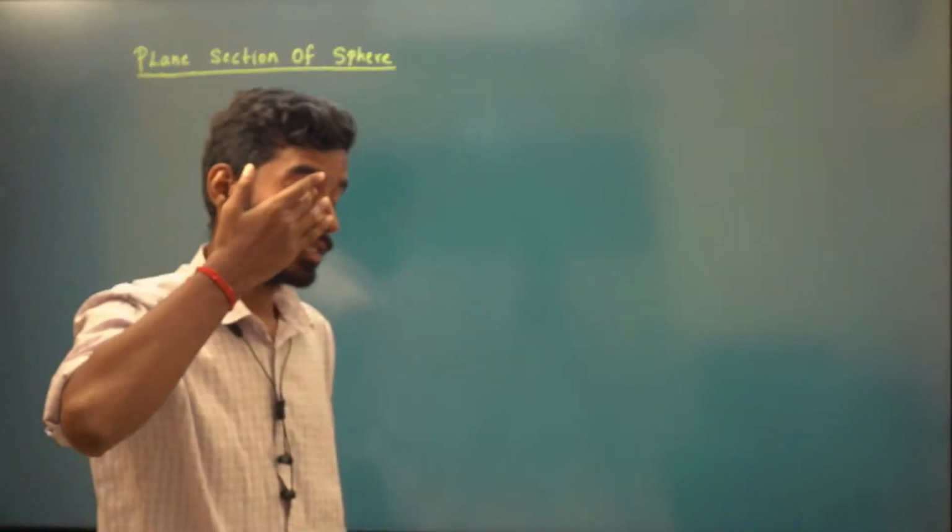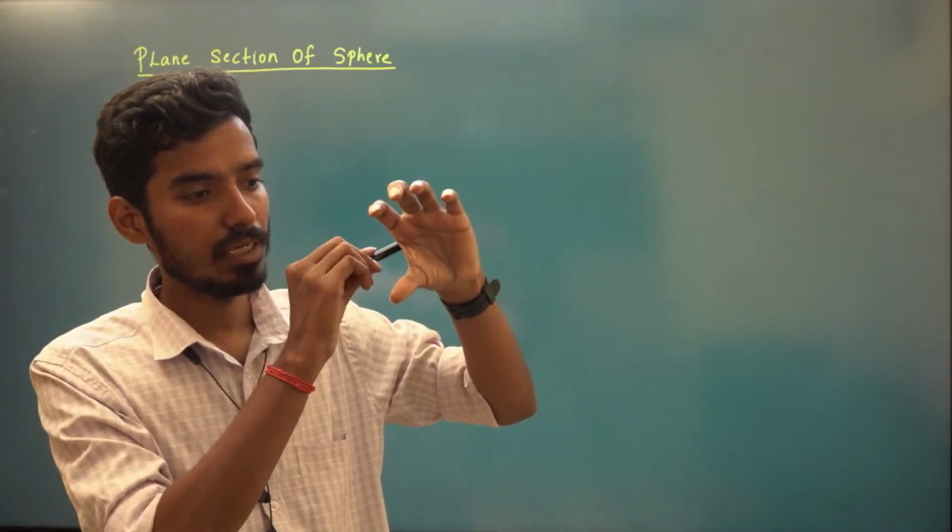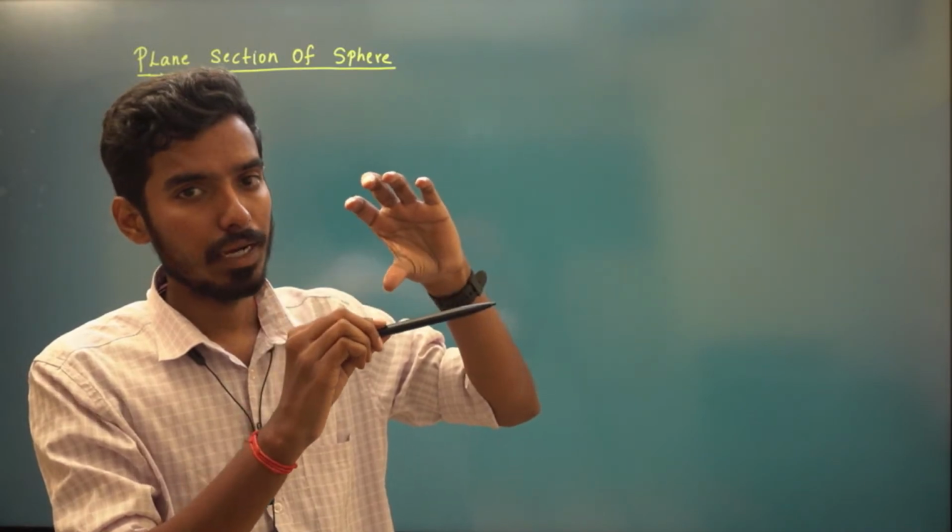So what I'm going to do is, we have a sphere. I'm going to cut that by a plane. Section means we're going to cut. So we have a sphere, and I'm going to section it by a plane. We will have a new figure, a circle. If you section a sphere by a plane and open the cut part, you will have a circle.